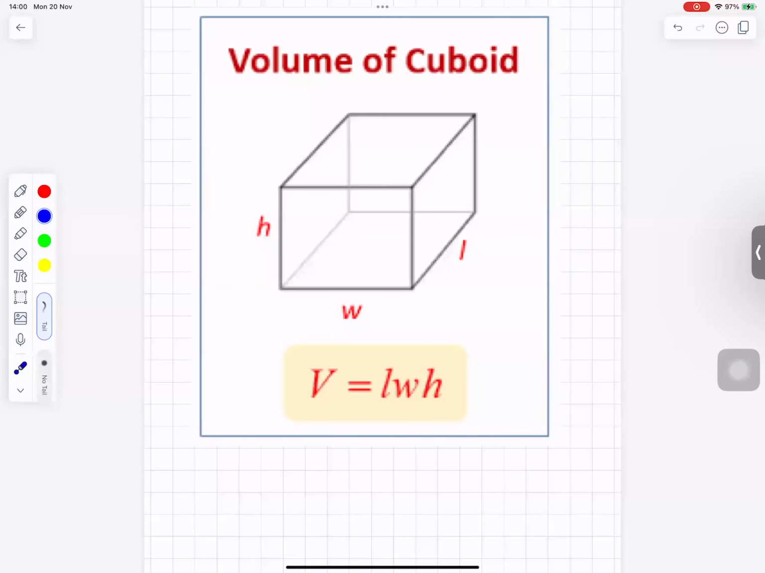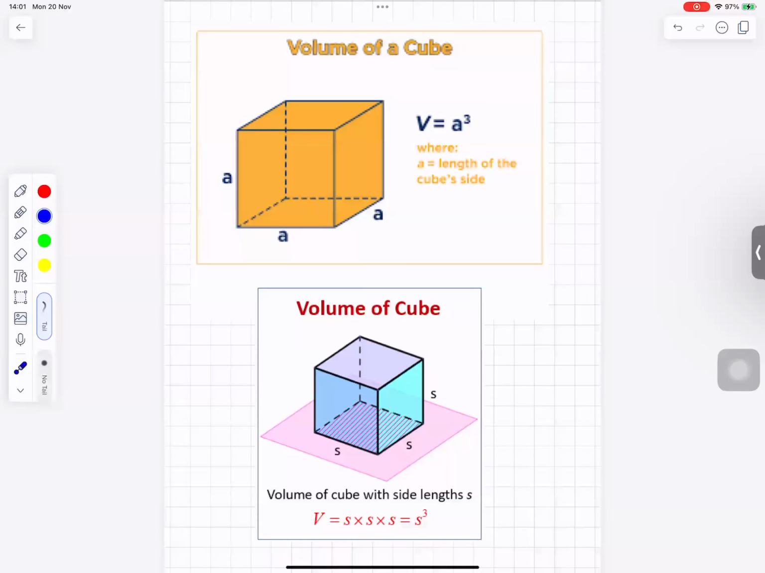That's a cuboid, and it shows the formula for the volume. Now we have a cube. All the sides are the same. So the volume is a cubed: a times a times a. Sometimes they might use S. The volume of the cube with S is S times S times S. So it's S cubed.